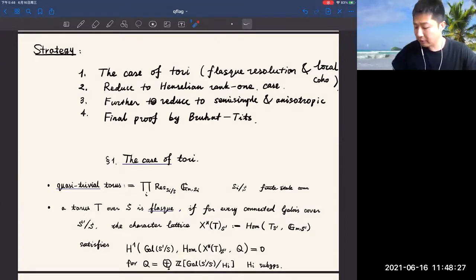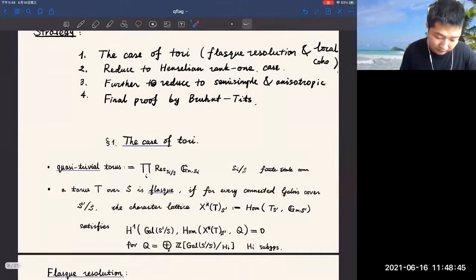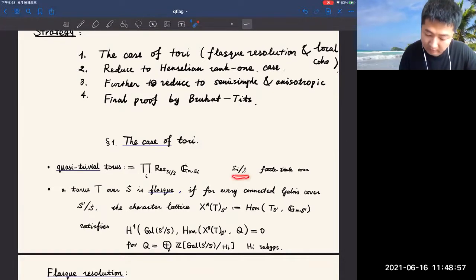For the case of tori, we use flasque resolution, because in Colliot-Thélène and Sansuc's paper, they construct a flasque resolution over an arbitrary base. So we can also use the flasque resolution in our case. So we first recall the quasi-trivial torus. It is a product of the restrictions of G_m, where the S_i over S are finite étale connected.